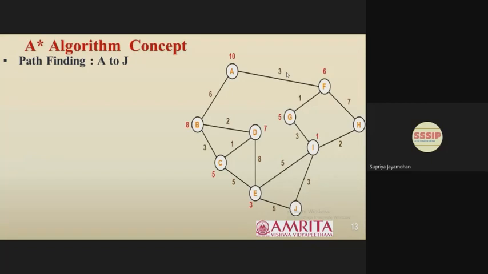So as we move on, let us try to find out the path as we have mentioned, starting from A to J. We have several paths. Let us try one of them. It could go this way. Another one, it could go this way.